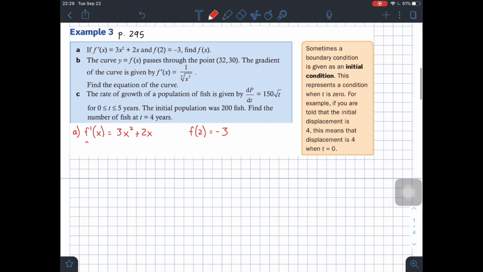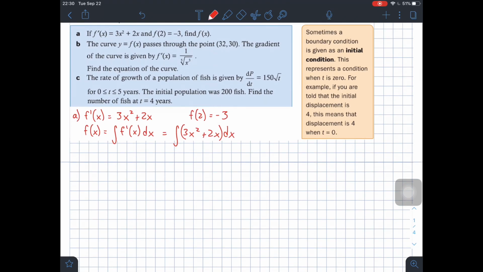Because f of x would be the integral of f prime of x with respect to x, right? So that's exactly what I will have to do. I will need to integrate this expression over here. So I will have to find the integral of 3x squared plus 2x, all of this with respect to x. So we already know how to find the integral of this expression.